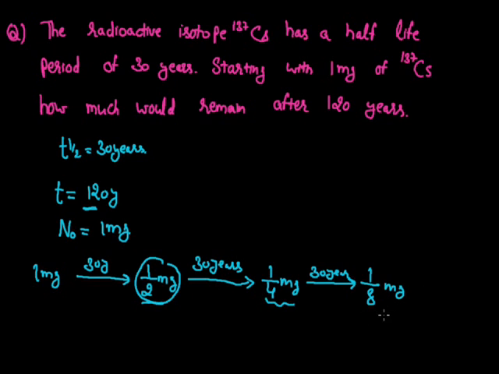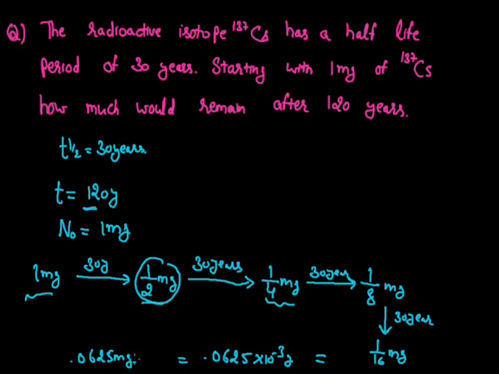Now to make the time period 120 years, if we pass this radioactive substance through a further half-life period, then the remaining amount will be 1/16 milligram, and that is 16 times less as compared to the initial amount, as the total time period is equal to 4 half-lives. And this 1/16 is equal to 0.0625 × 10⁻³ gram, or it can be represented as 0.0625 milligram. So that will be the final amount of radioactive substance that will remain within a time period of 120 years.